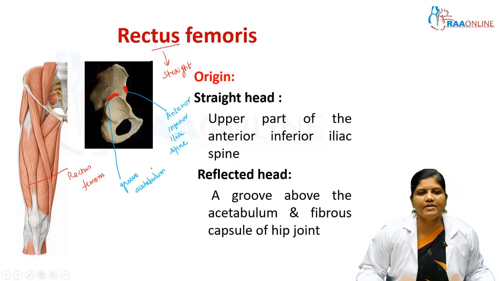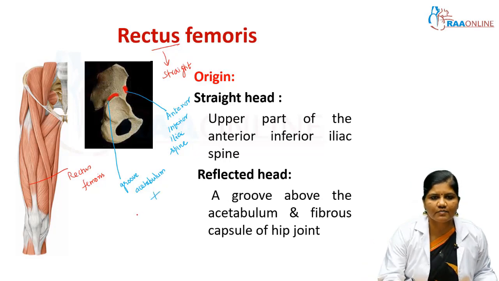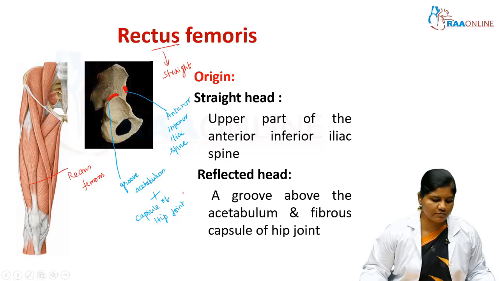Once again I repeat, rectus femoris is a straight muscle present in the front of the thigh. It has two heads, straight head and reflected head. The straight head arises from the anterior inferior iliac spine, that is the upper part of the anterior inferior iliac spine and a notch just beneath it. The reflected head arises from the groove above the acetabulum, as well as the capsule of the hip joint. So this is about the origin of rectus femoris.